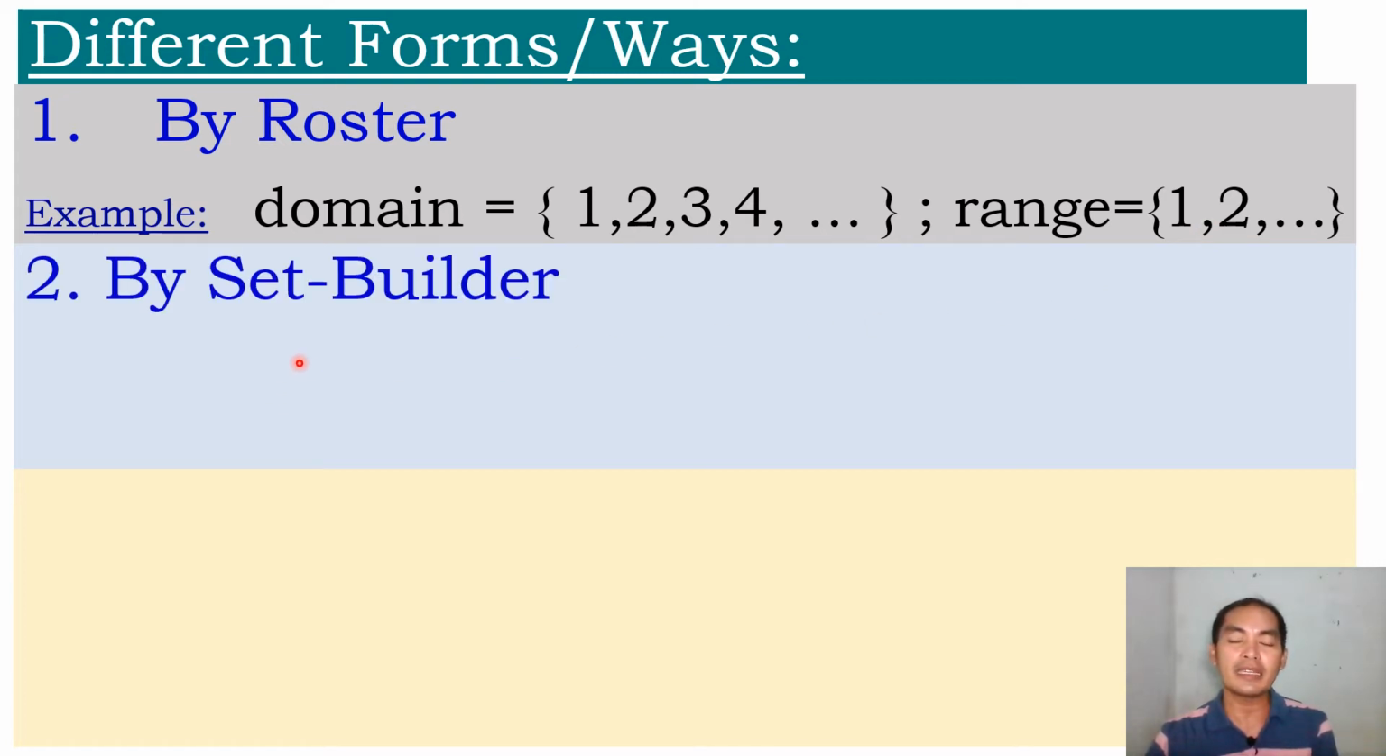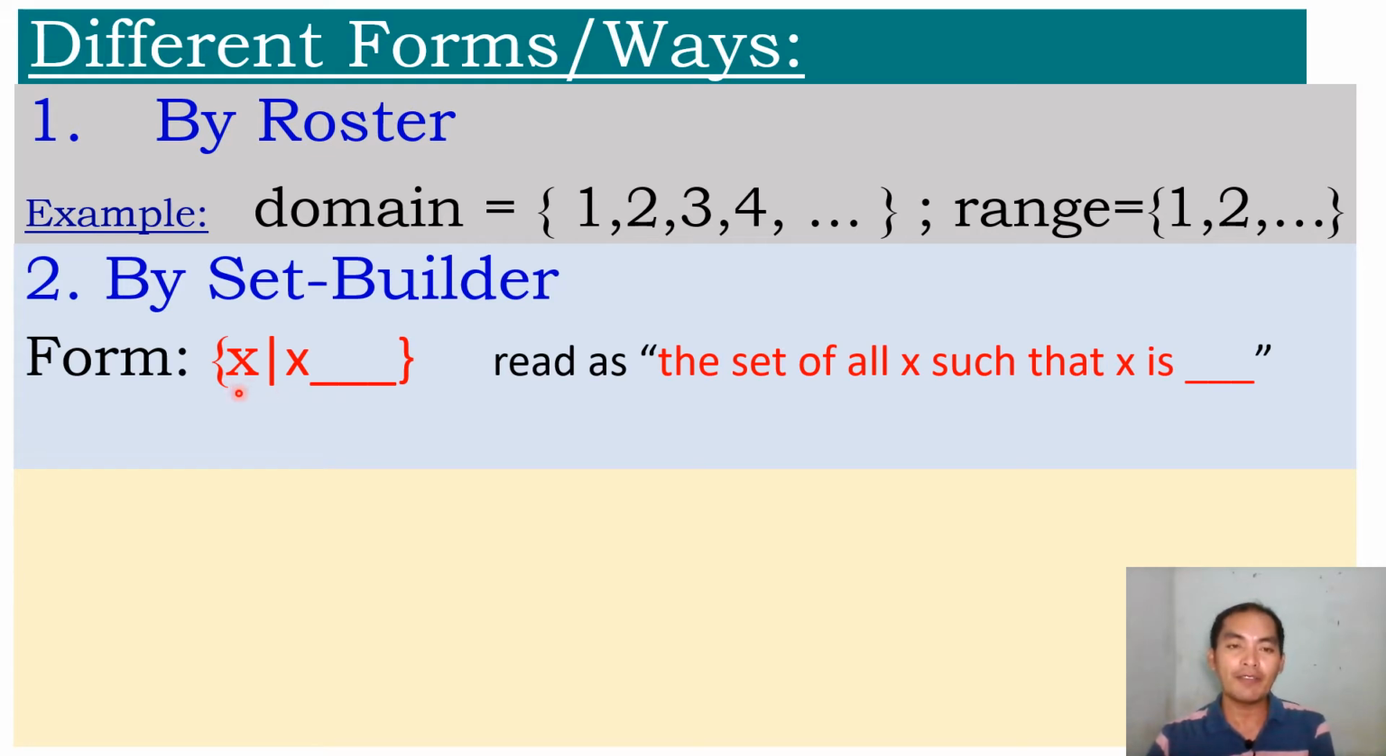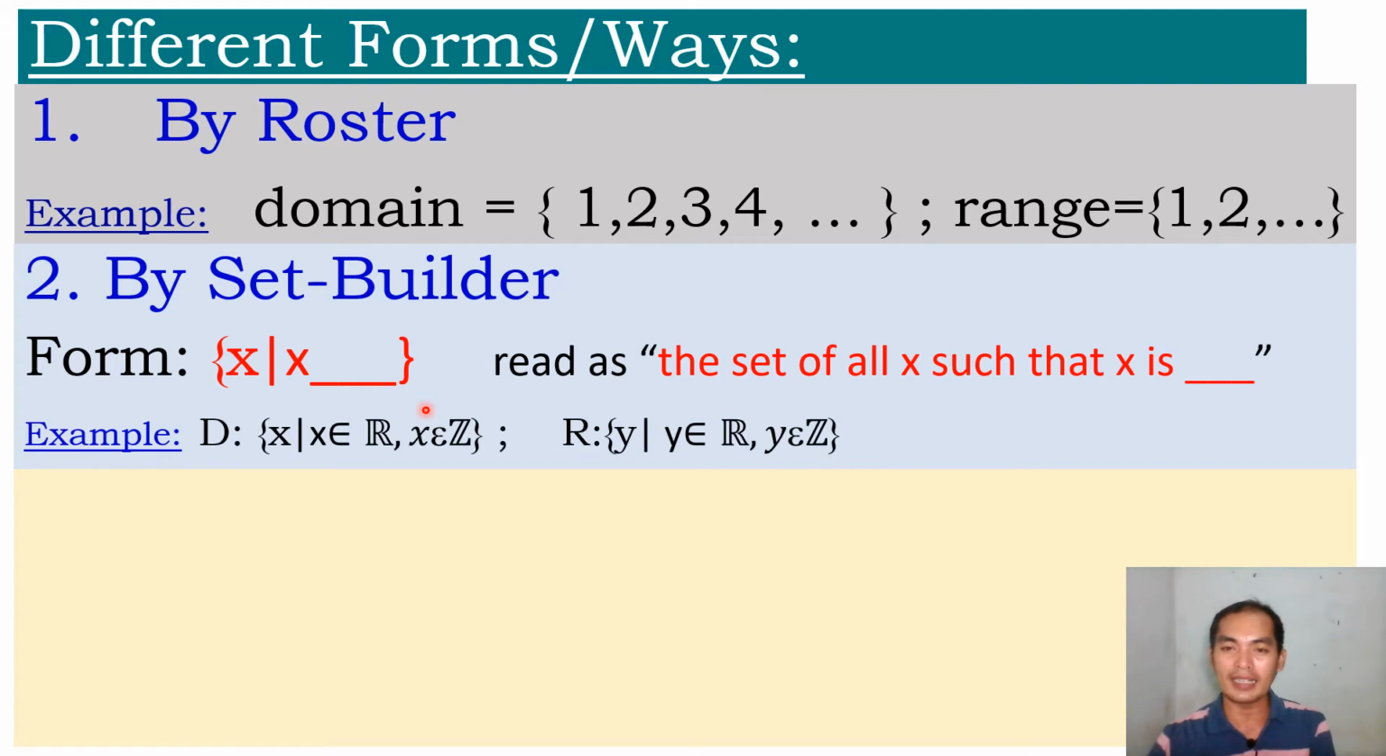Then another is by set builder notation. So we will be using this. We have the form, the set of all x such that x is blank. Example, we have the domain as the set of all x such that x is an element of real numbers when x is an element of integers. Same for the range. Range is the set of all y such that y is an element of real numbers where y is an element of integers.